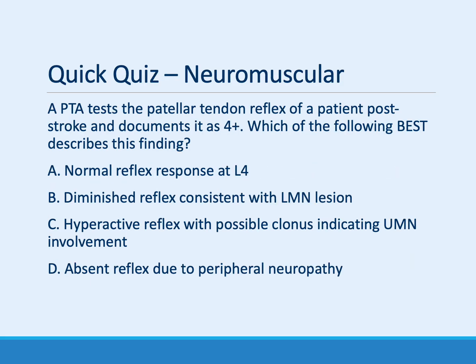Checking out our question, a PTA tests the patellar tendon reflex of a patient post-stroke and documents it as a 4+. Which of the following best describes this finding? A. Normal reflex response at L4. B. Diminished reflex consistent with lower motor neuron lesion. C. Hyperactive reflex with possible clonus indicating upper motor neuron involvement. D. Absent reflex due to peripheral neuropathy.